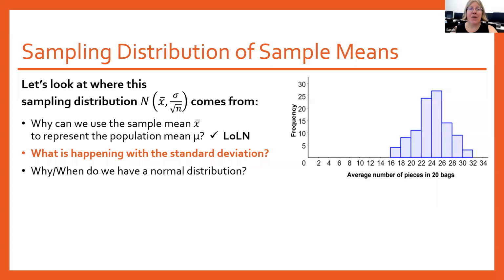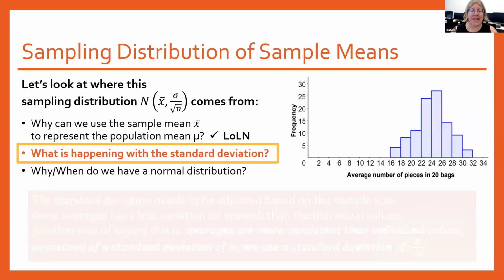Now that we answered the first question and learned about the law of large numbers and why we can replace the population mean mu with the sample mean x bar, let's take a look at the second question. What is happening with the standard deviation, and why can't I just replace the population standard deviation sigma with the sample standard deviation s? I touched on that a little bit in the last video, and that's because s is not an unbiased estimator for sigma. So let's look at this a little more closely and why that's the case.